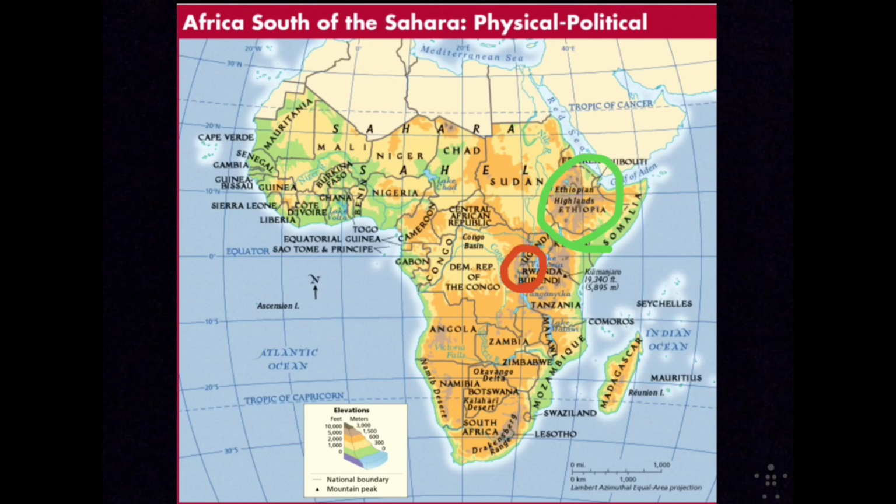There are some other ones in this map, the Drakensberg range that are here. Mount Kilimanjaro, the highest peak of this area, you can see that here. But for the most part, not a whole lot of mountains in this area.